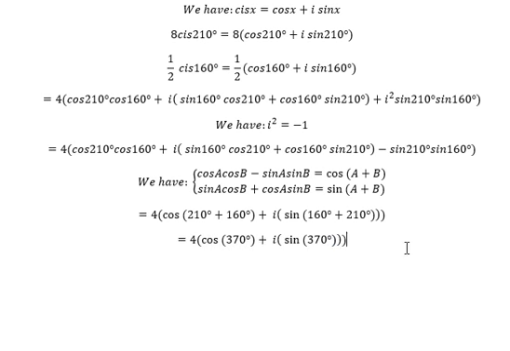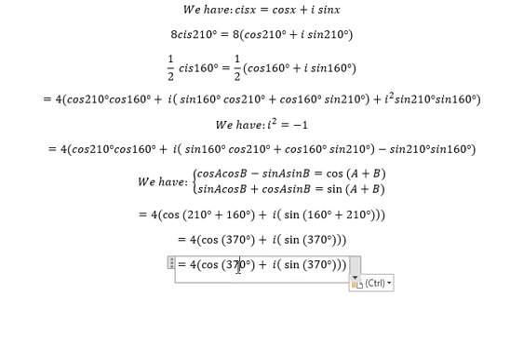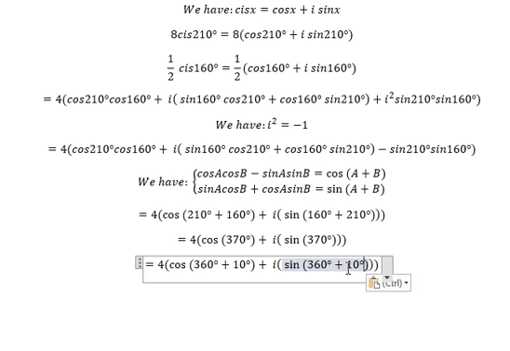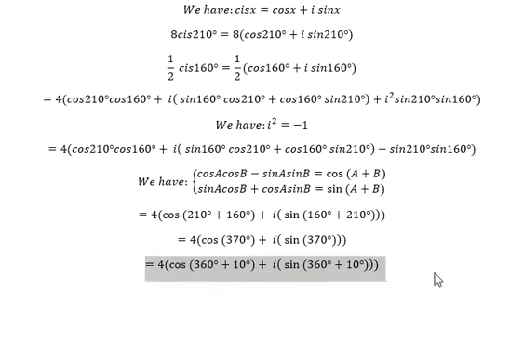Next, 370 degrees we can write as 360 degrees plus 10 degrees, because 360 degrees is 2π, a full circle of trigonometry. So we can simplify this value in here into cosine 10 degrees.